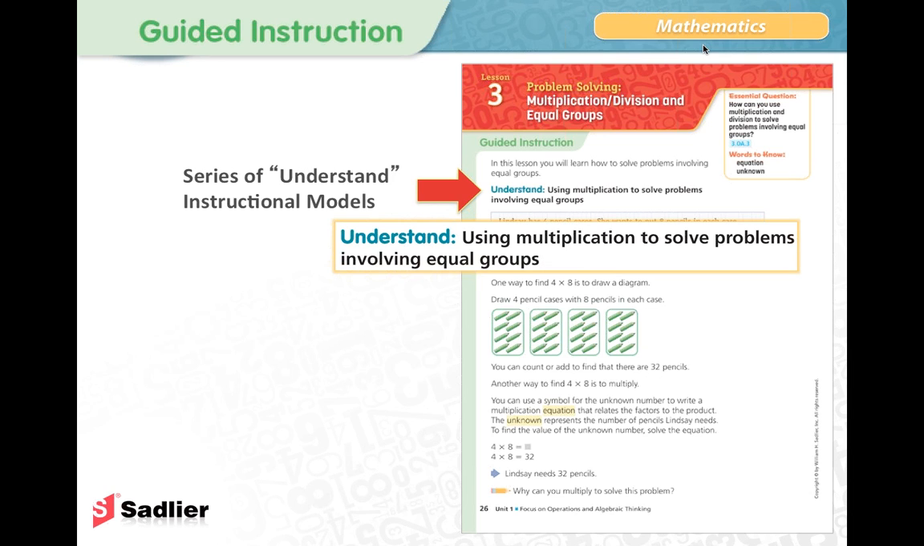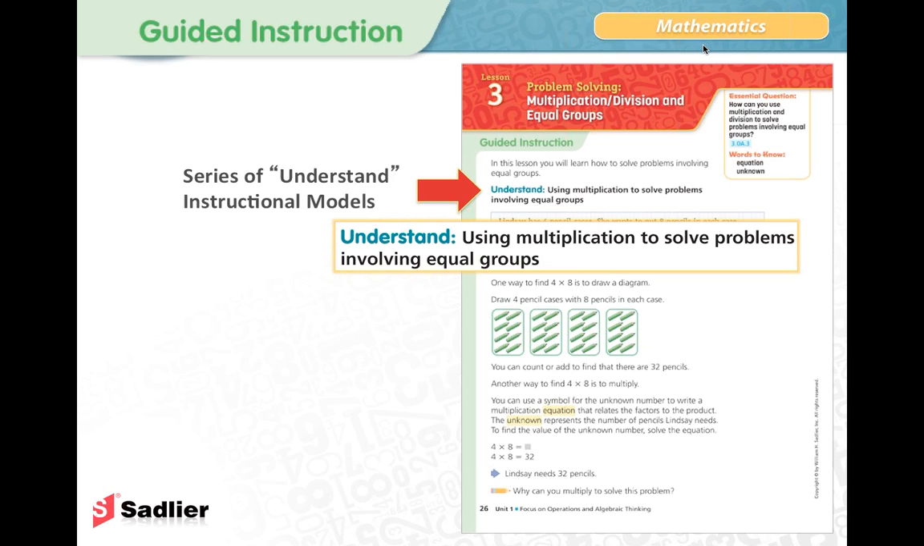And the way the lessons are structured is that for each Common Core state standard, we broke that standard down into bite-sized, manageable, teachable chunks, if you would. These teachable chunks are presented in Understand presentations, a series of Understand instructional models. So this lesson happens to be on multiplication and division of equal groups.